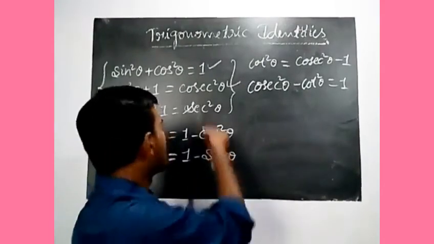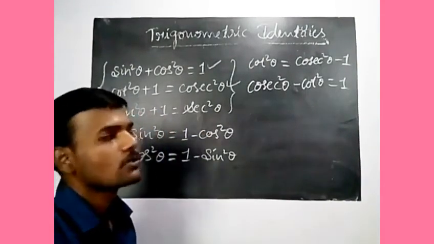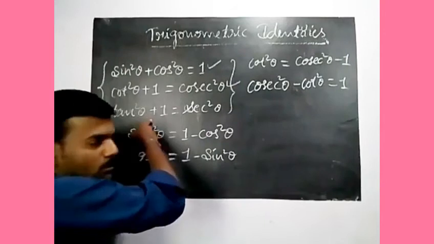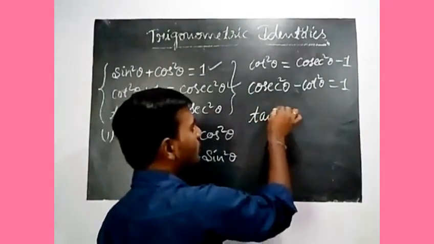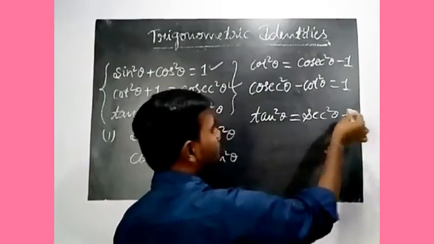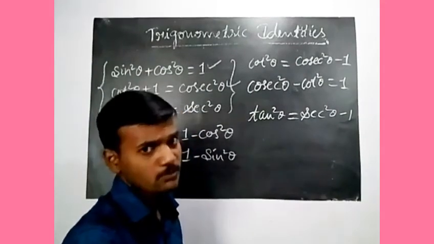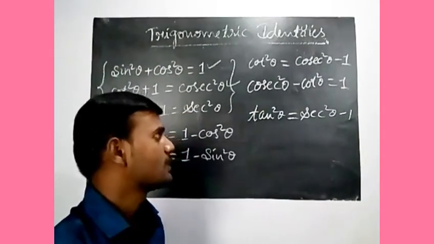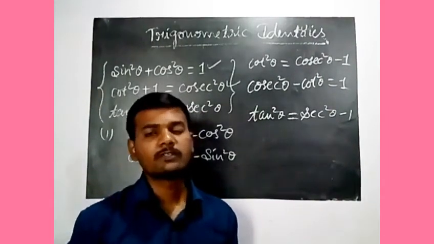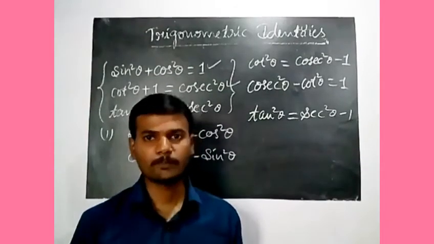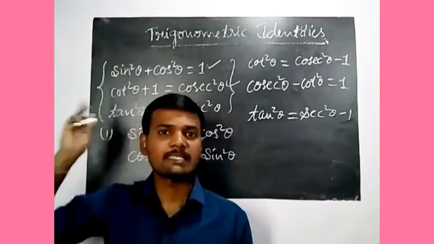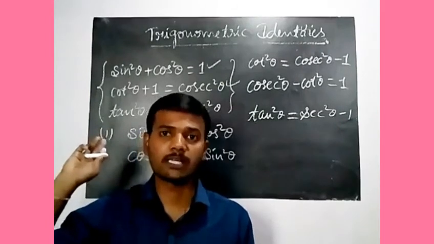So by using this identity, we can express them like this. Okay, and the next identity is tan square theta plus 1 is equal to secant square theta. So secant square theta is already expressed in terms of tan square theta. Now we can express tan square theta in terms of secant square theta, that is secant square theta minus 1. Or tan theta is expressed in terms of secant theta. Okay, so in this way we are expressing one trigonometric ratio in terms of another trigonometric ratio by using these three fundamental relations of the trigonometric identities.